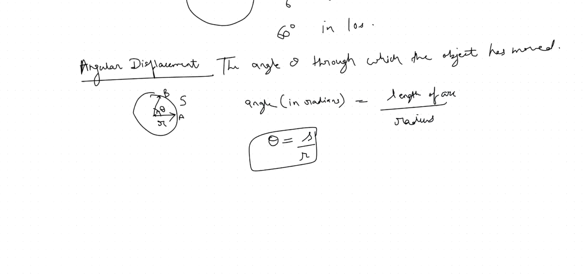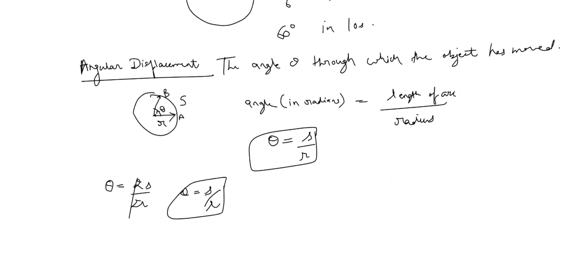Now, here if I consider a situation where the length of the arc is doubled, or the object moves twice as far around a circle, and the radius of the circle is also doubled, in that case, what will be the new theta? So theta will be 2s by 2r. Again, theta is equal to s by r, meaning theta will remain unaltered.